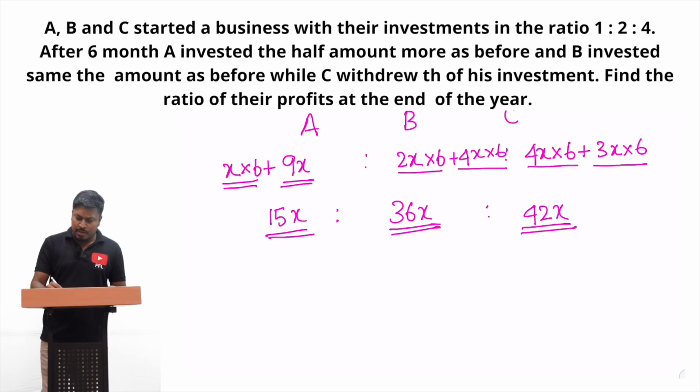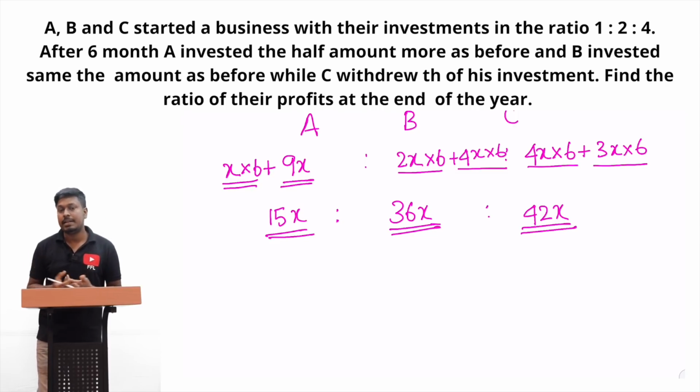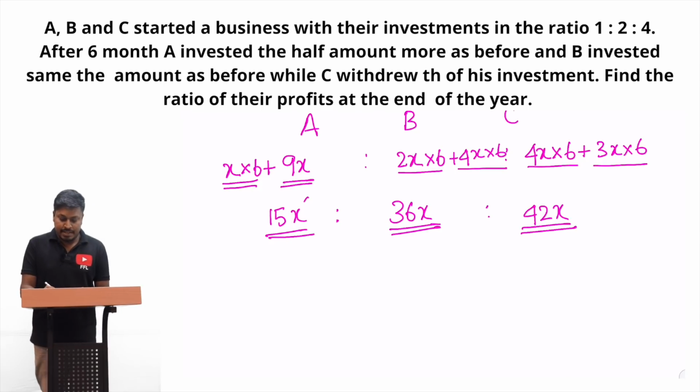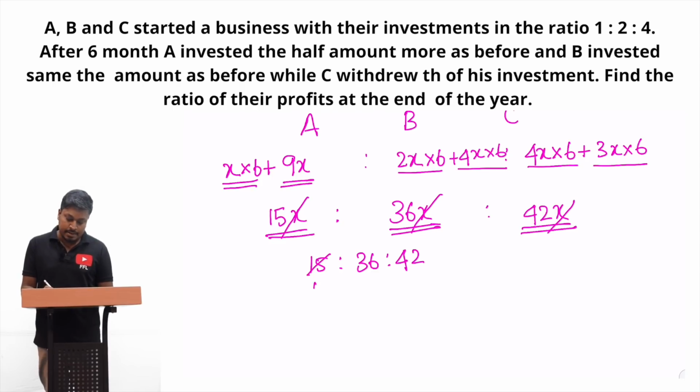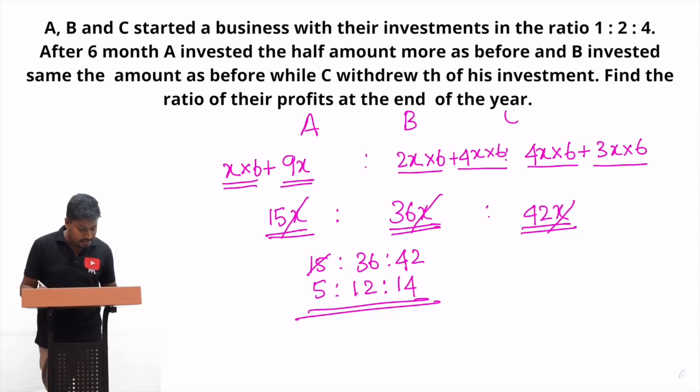I have taught you all these concepts in my YouTube channel, in the Partnership video itself. If you watch that video, then it will be very easy. So we can cancel x, x and x here. Our target is to find the ratio of their profit. So 15 is to 36 is to 42. We can cancel it by 3. So 5, 12, 14 is there in the options? Yes, 5:12:14 will be the answer for this question.